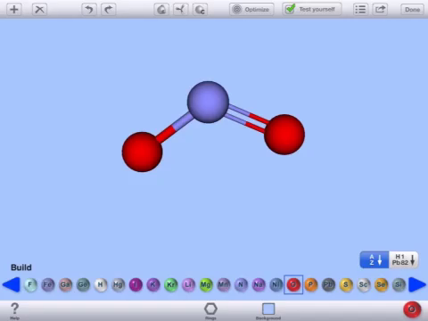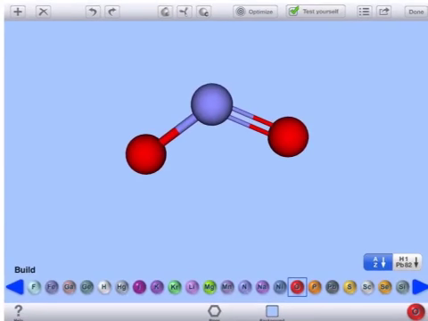Here we have a graphic of our NO2 molecule. I'm just going to add the lone pairs so that we can see how it really looks. We have our double bond there and our single bond on the left, with the angle that is less than 120.